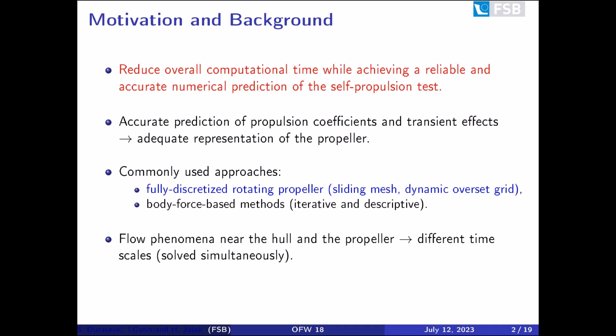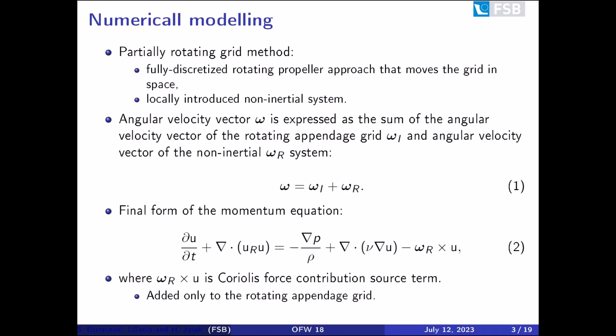A fully discretized rotating propeller and a variety of body force-based methods are most commonly used nowadays to model the propeller. The fully discretized propeller represents the most accurate approach, but the limitation of this method is that the simulation time step needs to be really small in order to capture the flow phenomena near the propeller. In order to try to mitigate this limitation, we introduced the partially rotating grid method.